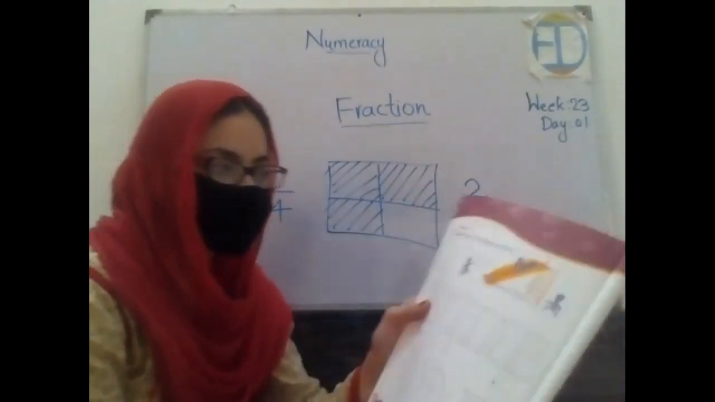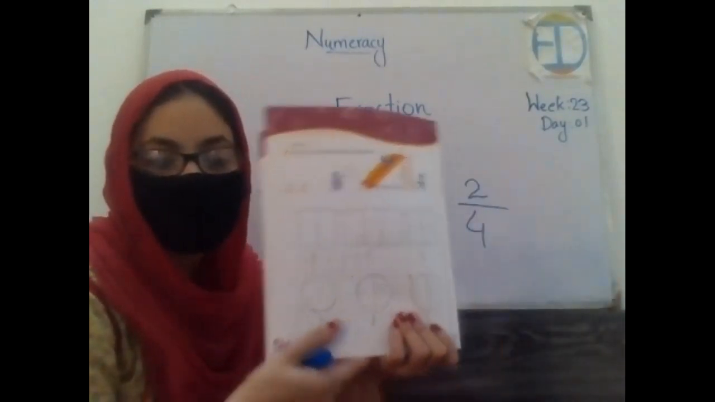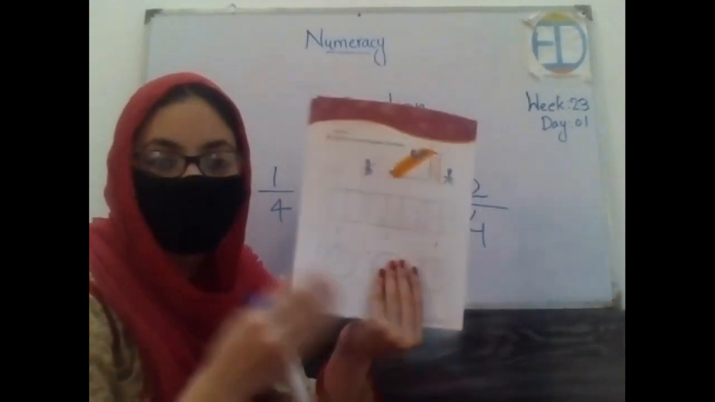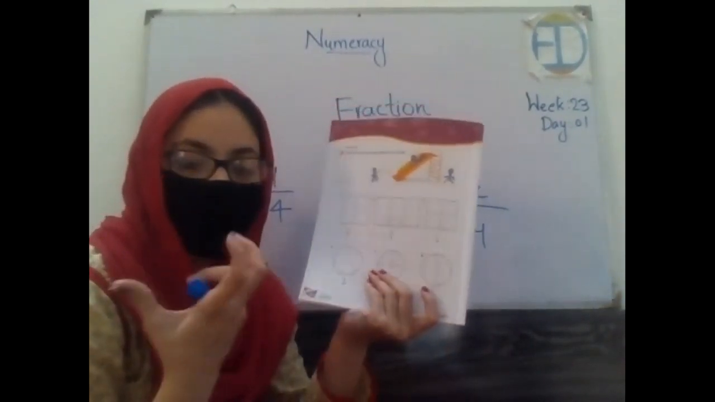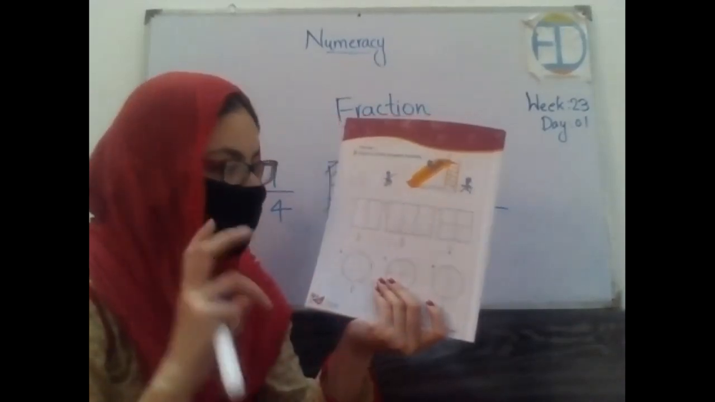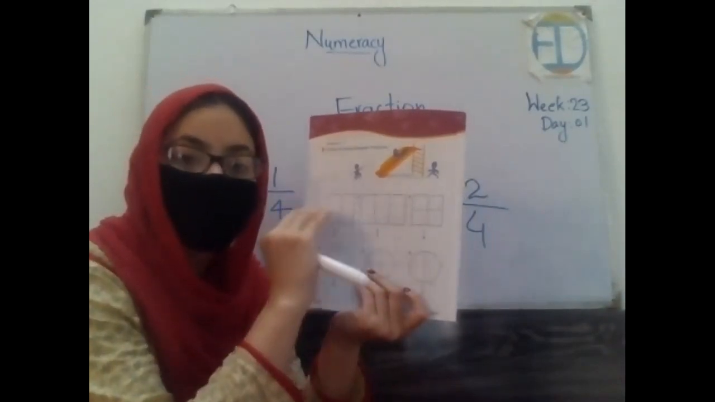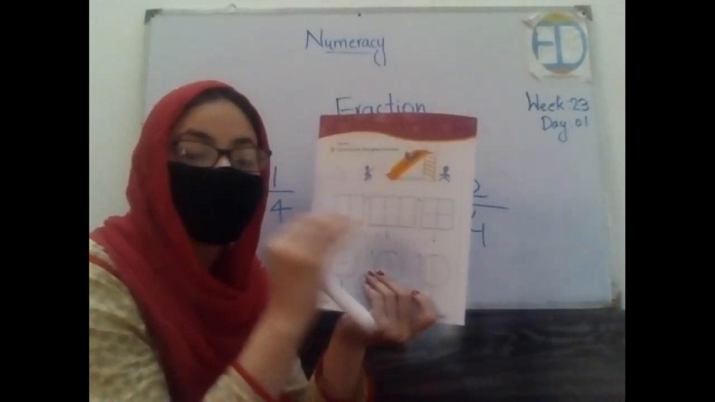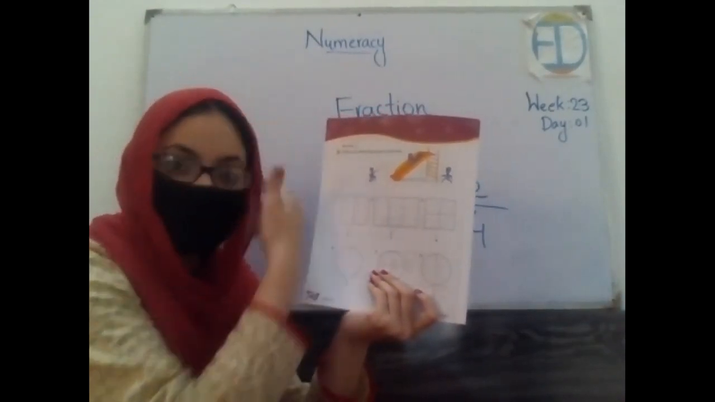Turn the page. Now in this exercise, it is the opposite of what we did on the last page. There, the shapes were already colored for us and we were supposed to write fractions. Over here, the fractions are written and we are supposed to color or shade these pictures according to those fractions. Okay, isn't it interesting? Yes.